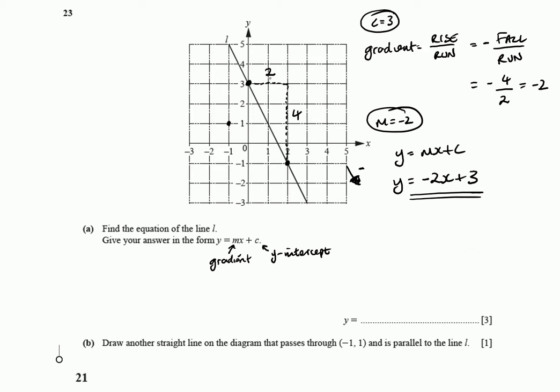So I'm going to just quickly sketch that out. 2 across, 1, 2 across, and then 1, 2, 3, 4 down. So my line would go from this point to this point, and we would now take a ruler and draw a line very carefully through those points and out the other side of the page. And there's that one.